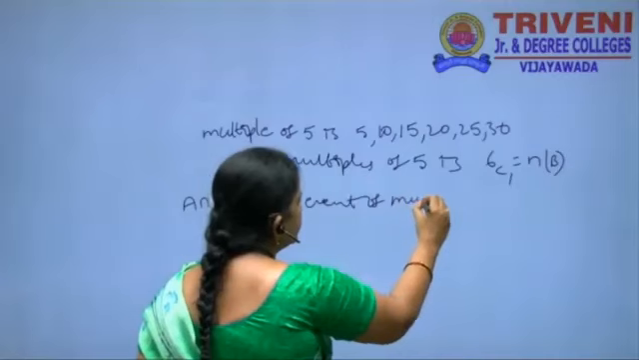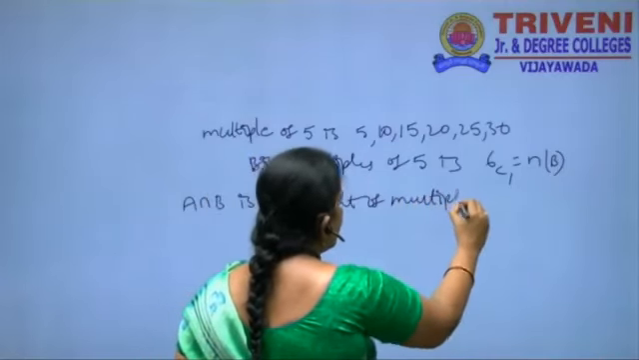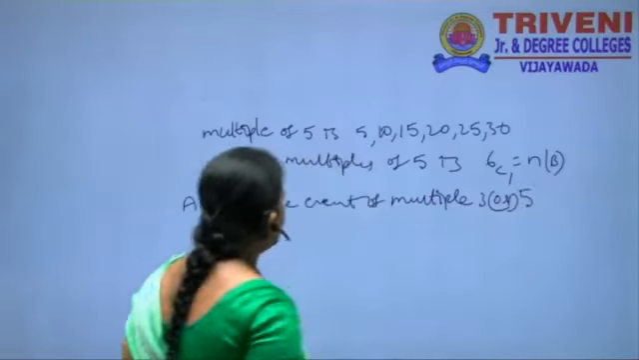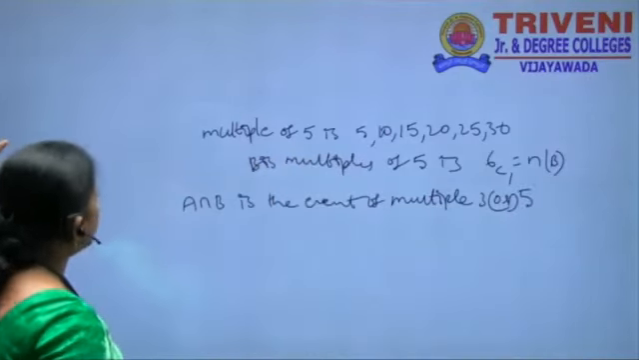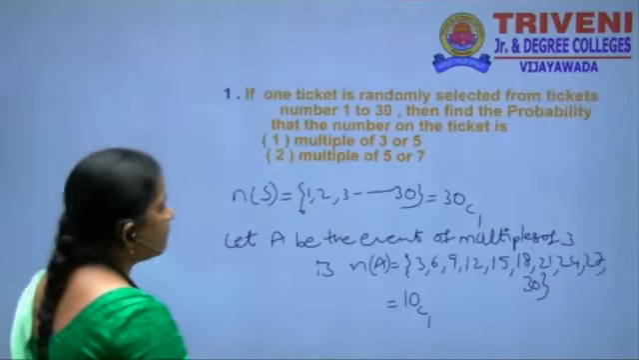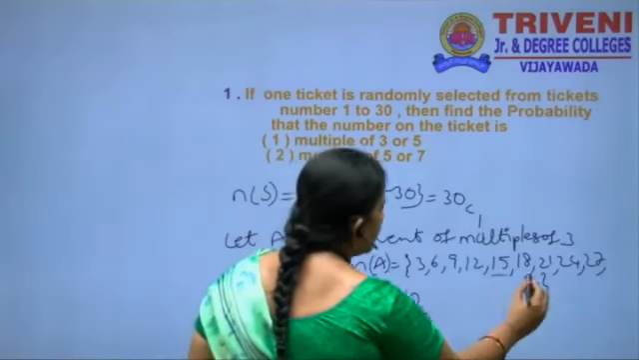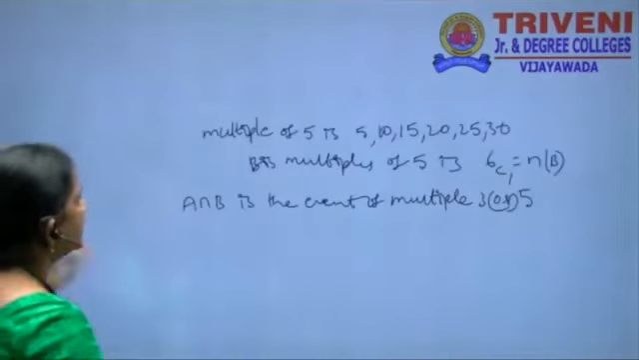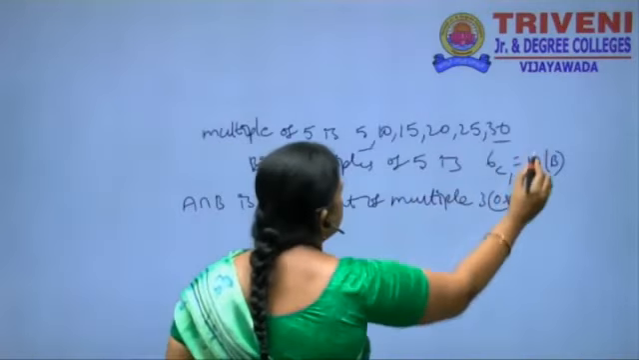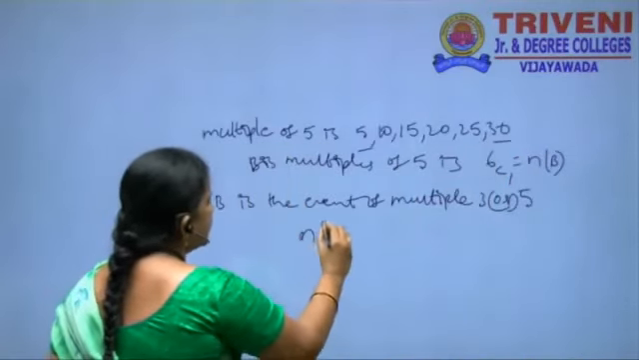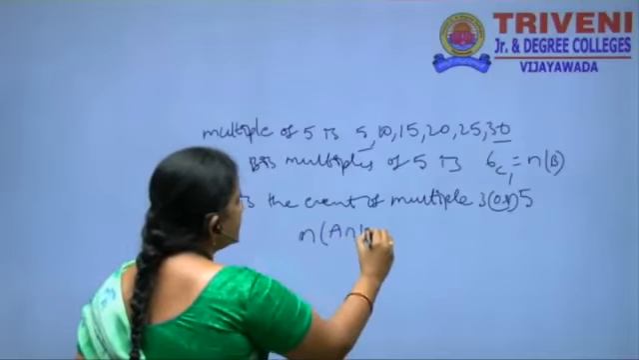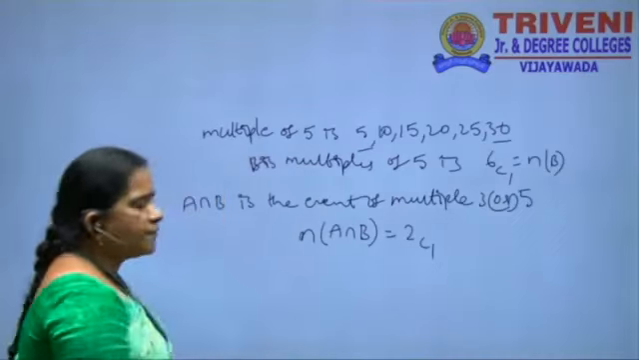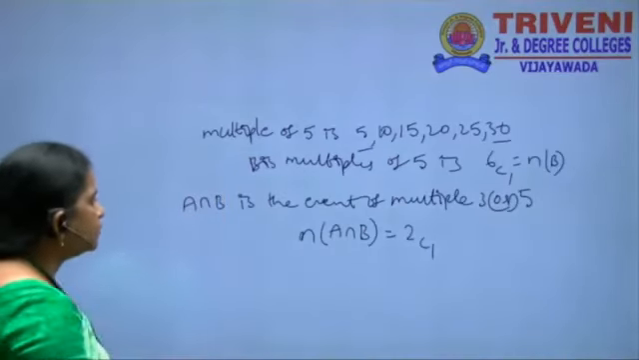multiples of 3 or 5. In multiples of 3, what are there here? 15 and 30. And multiples of 5 also have 5 and 30. These two are common. Then N of A intersection B is equal to 2C1.